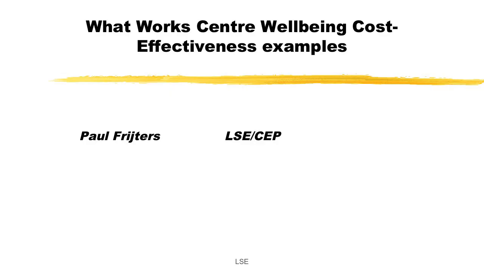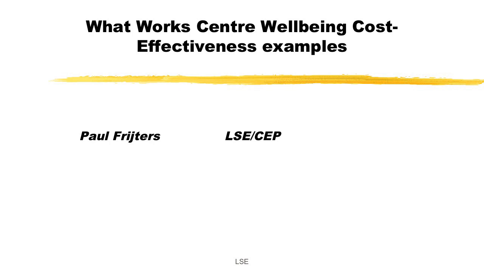That could be either the person next to you or small groups of 4, if 2 can look back and 2 can look ahead. So let me give you some examples that come from across the What Works Wellbeing Centre on the cost effectiveness of various interventions.